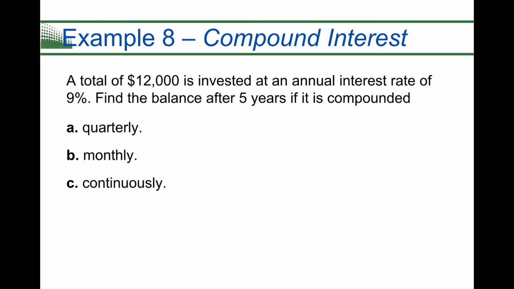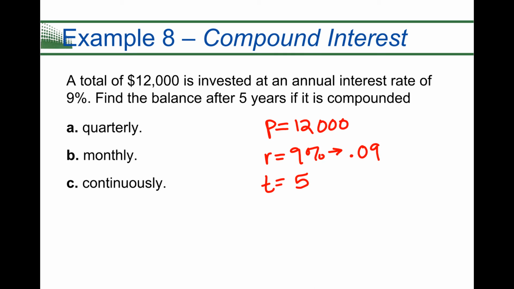So first, let's write down the information that we know. First of all, we have a total of $12,000 that's being invested. So P is equal to $12,000 at an annual interest rate of 9%. So R is equal to 9%, but we always use the decimal, so 0.09. Find the balance after 5 years. So my T is 5, and that's in years, so we're good. When it's quarterly, we're going to say n is equal to 4. When it's monthly, that's n equal to 12. And when it's continuously, we're going to use a different equation.